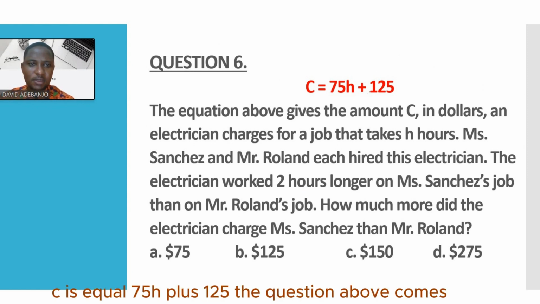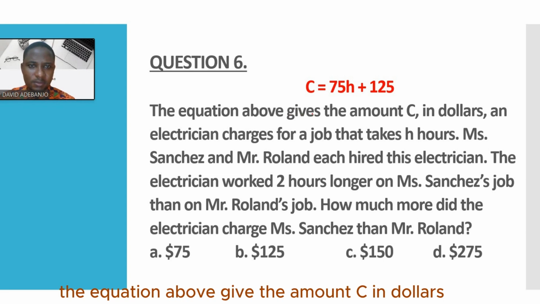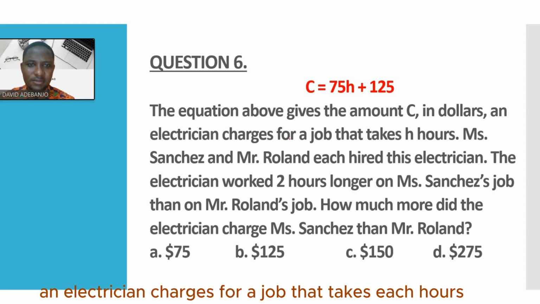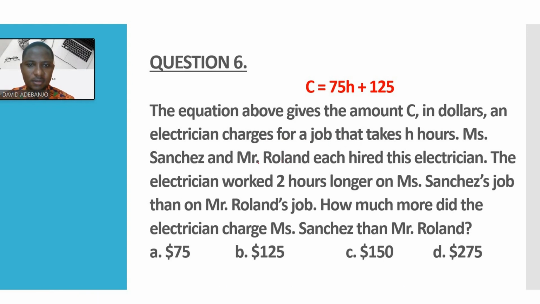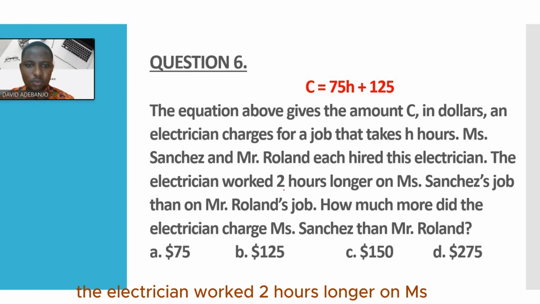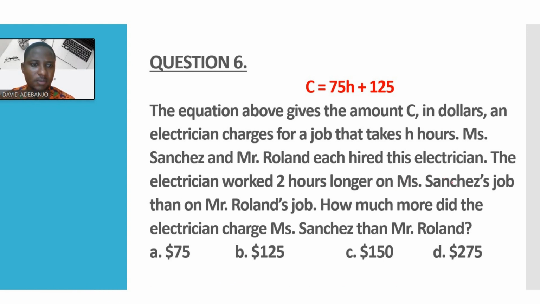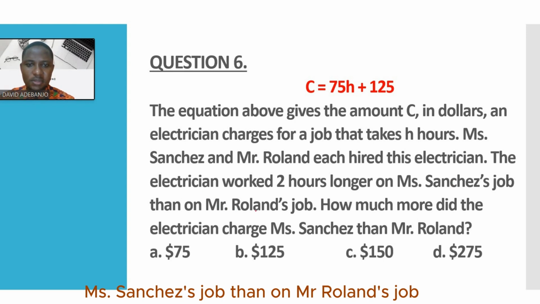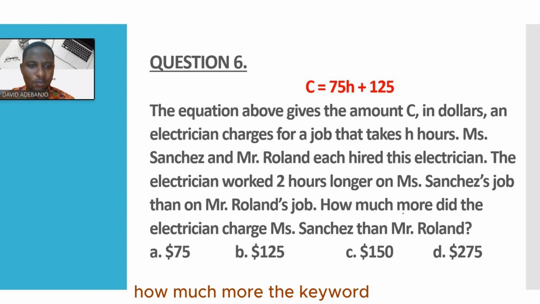C equals 75H plus 125. The equation above gives the amount C, in dollars, an electrician charges for a job that takes H hours. Mrs. Sanchez and Mr. Roland each hired this electrician. The electrician worked 2 hours longer on Mrs. Sanchez's job than on Mr. Roland's job. How much more?